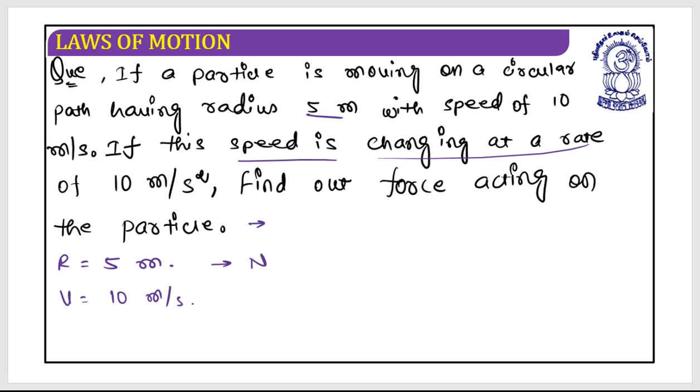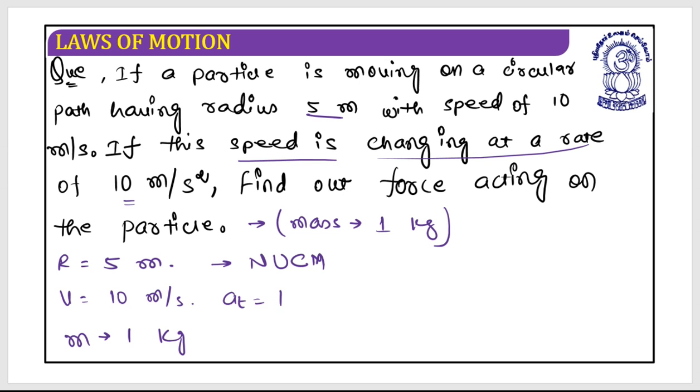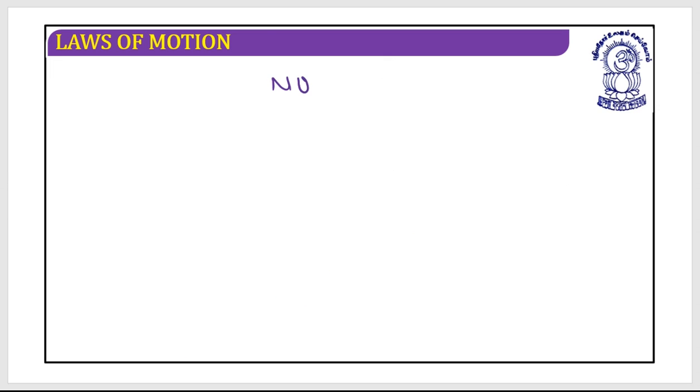of non-uniform circular motion. Assume that the mass is 1 kg. So mass is given, it is 1 kg, and if the speed is changing, that means a_t is given, that is 10. So while it is the case of non-uniform circular motion, in the NUCM I need to go for the F_C, I need to go for the F_T.